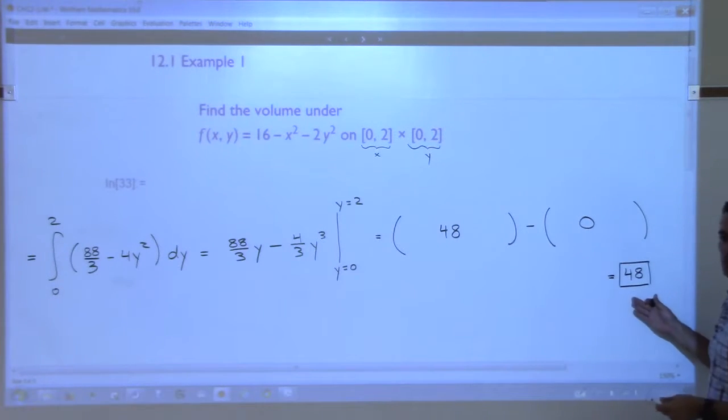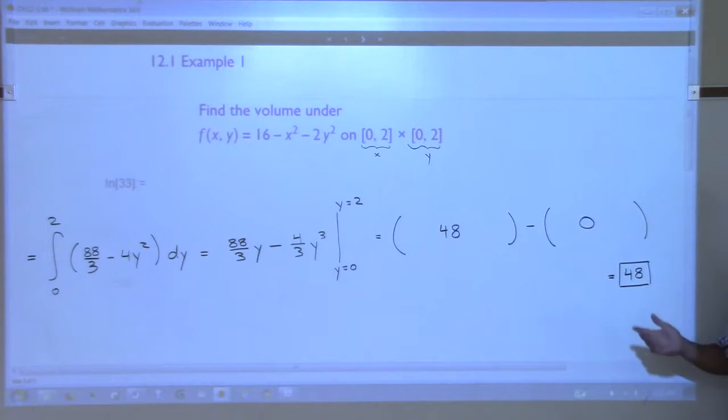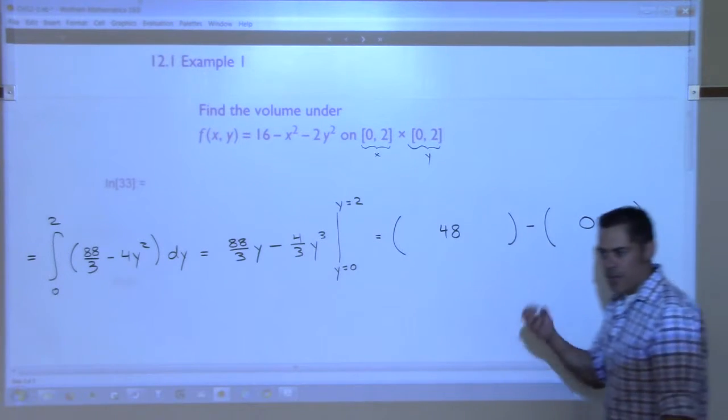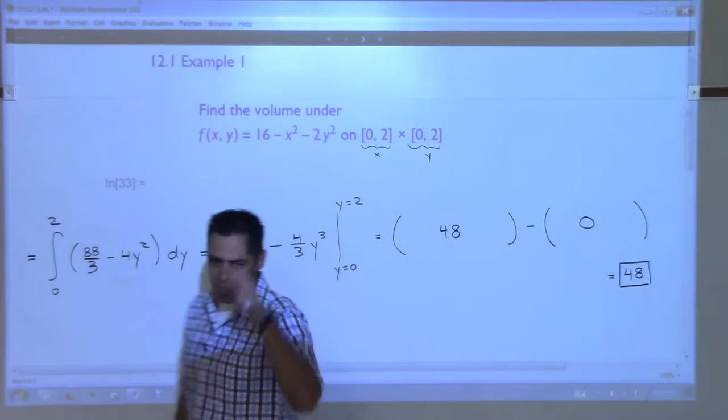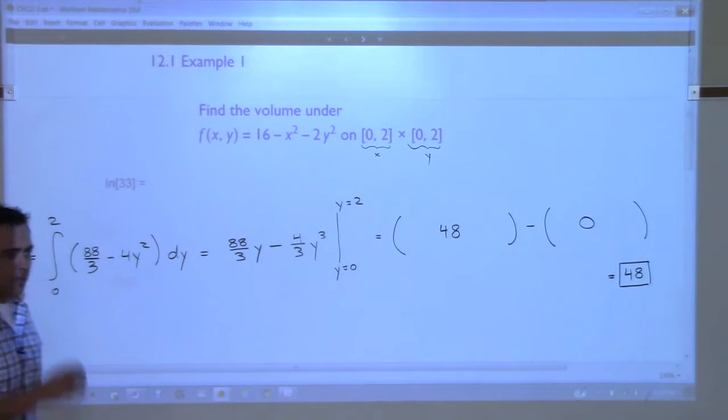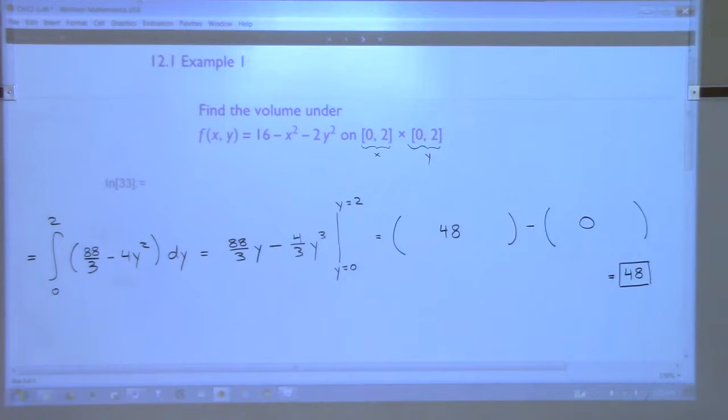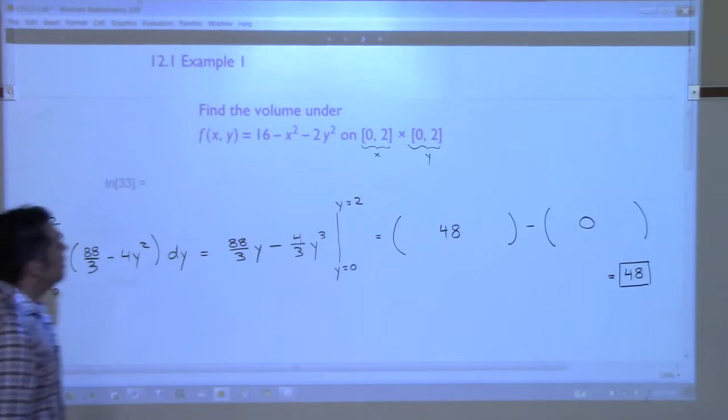Now, this is a unitless measurement here, because we don't know if things are measured in feet or inches or miles or whatever. But whatever the units would be, this would be like 48 cubic inches or something. That would be the volume of the solid below that surface down to the ground. What do you think? Pretty okay? All right.